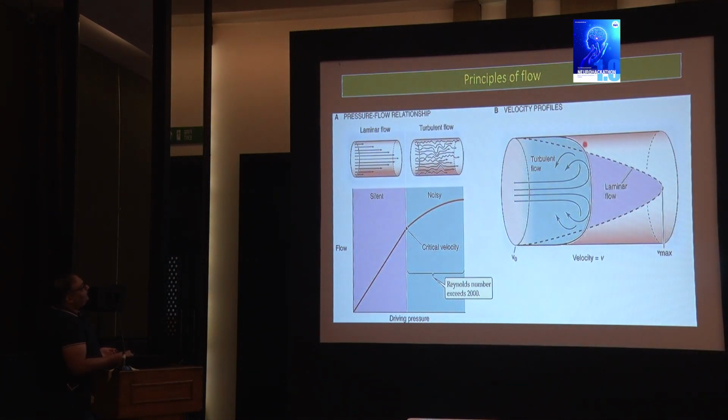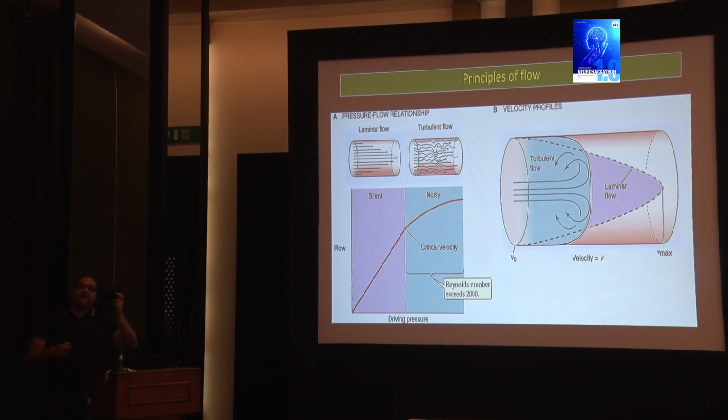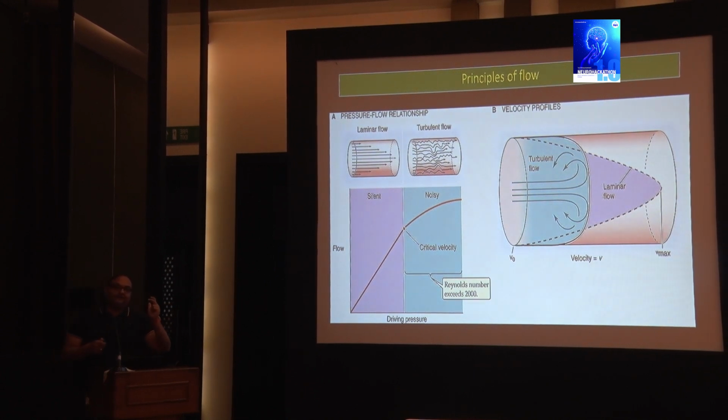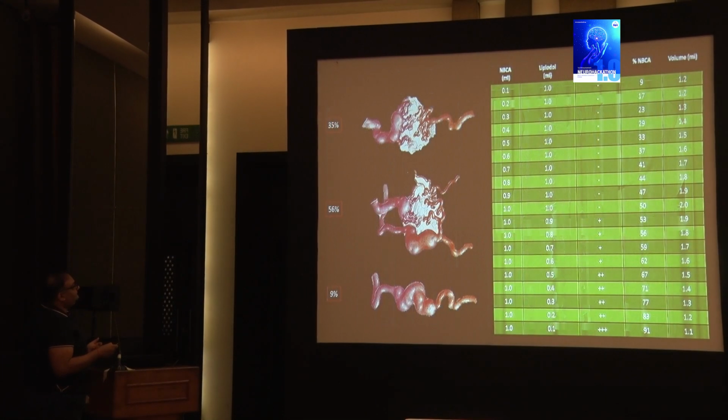In the periphery, you have turbulent flow. In the center, you have laminar flow. So along with the catheterization techniques, along with the liquid embolic material, even the flow properties, the flow characteristics of the vessel will come to your help when you are trying to embolize an AVM. This we will skip.